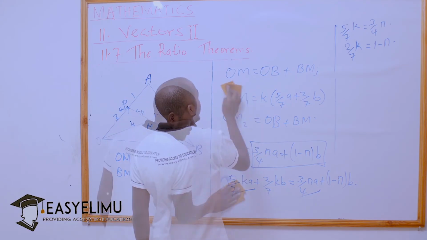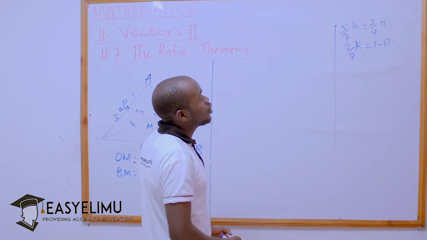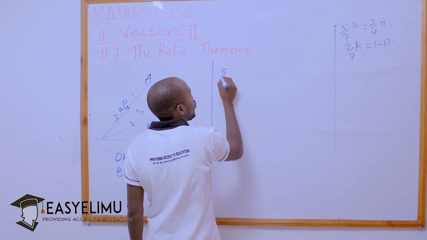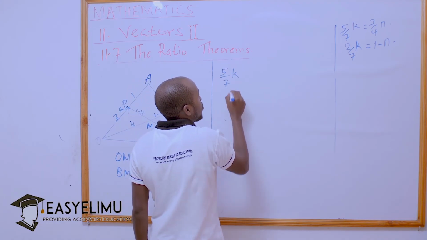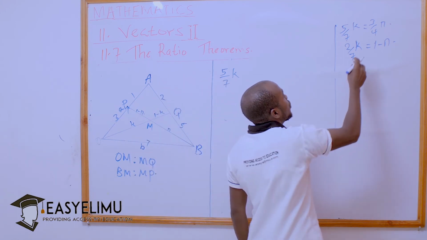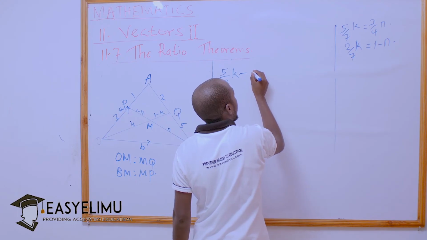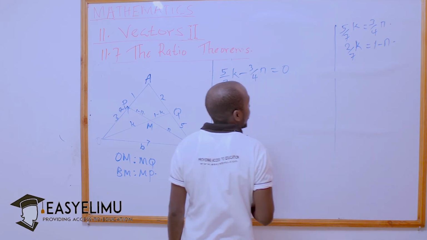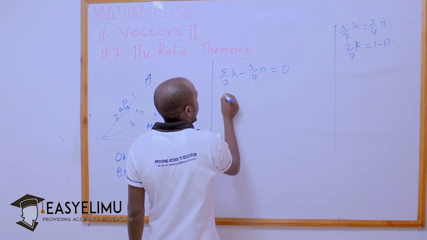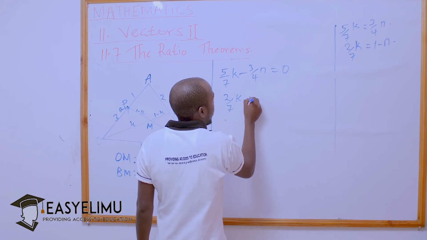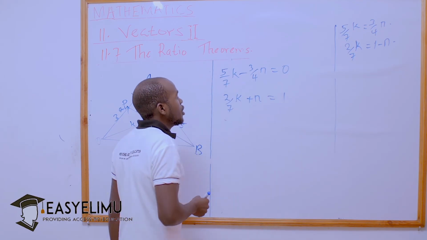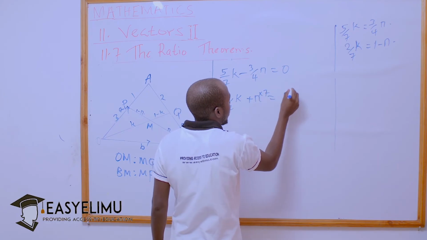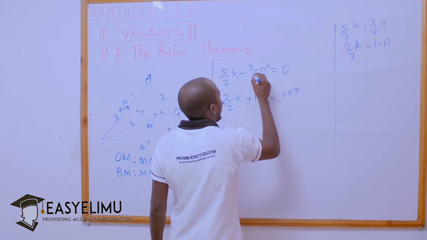Now let's work out that. From those equations, we need to find the value of k and n. And in order to find, we need to work them simultaneously. Working simultaneously, it means we are going to make 5 over 7k minus 3 over 4n equals 0. And this one, transposed to the other side, we are going to have 2 over 7k plus n is equal to 1. So if we need to solve simultaneously, we need to make them be in a way that we shall find it easily.